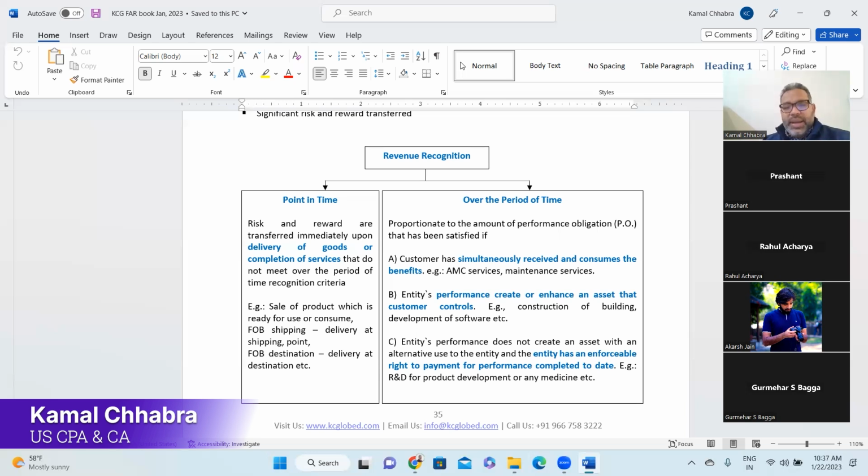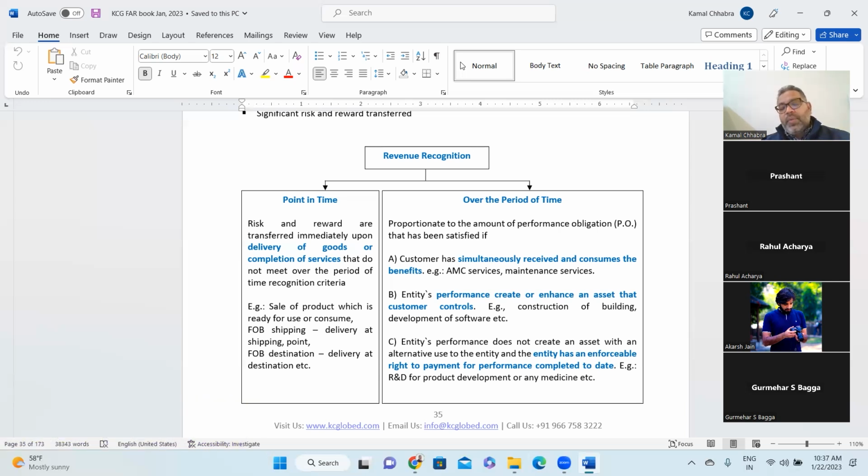So point C is: the entity's performance does not create an asset with an alternative use to the entity, and the entity has an enforceable right to payment for performance completed to date. For example, research and development work. Let's assume Rahul, Lakshya, and Gurmeher formed a company and are doing research and development work for a pharmaceutical company, right?